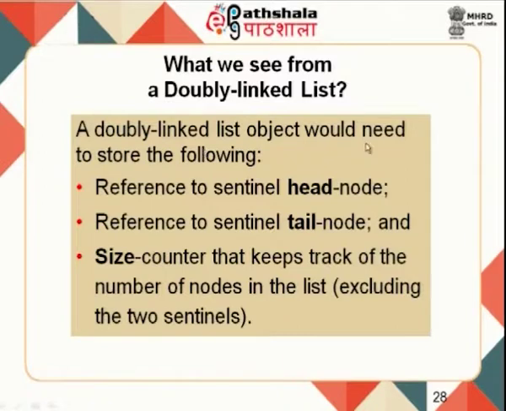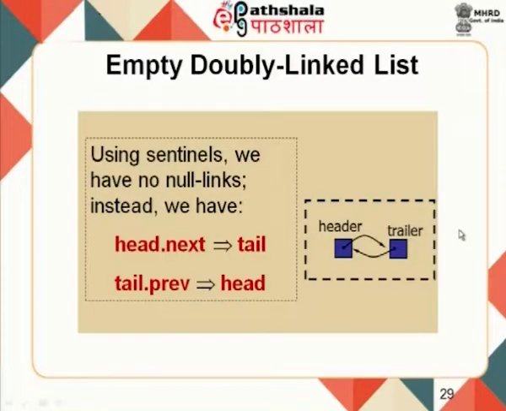So, a doubly linked list object would need to store the reference to the sentinel head node, the reference to the sentinel tail node, and a size counter that keeps track of the number of nodes in the list. When you count the number of nodes, you do not count the two sentinels. This is an empty linked list which has the two sentinels.